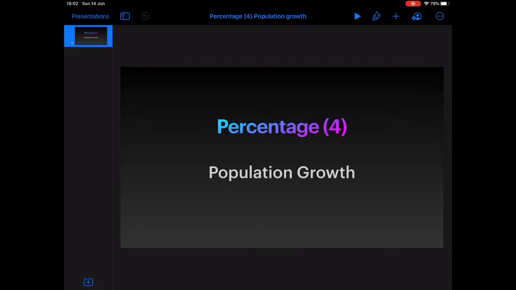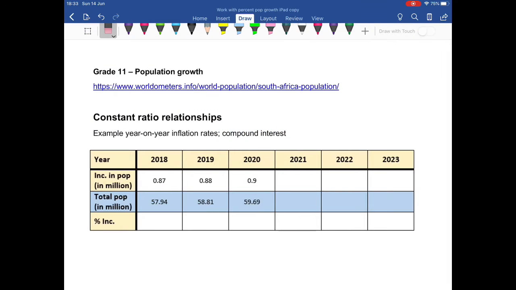We want to look at population growth from grade 11 to help you understand how to calculate rate of growth, or by what percentage something will grow or increase. The first thing we're going to look at is to see how we got the population, and remember these are in millions. So let's have a look how this value was calculated.